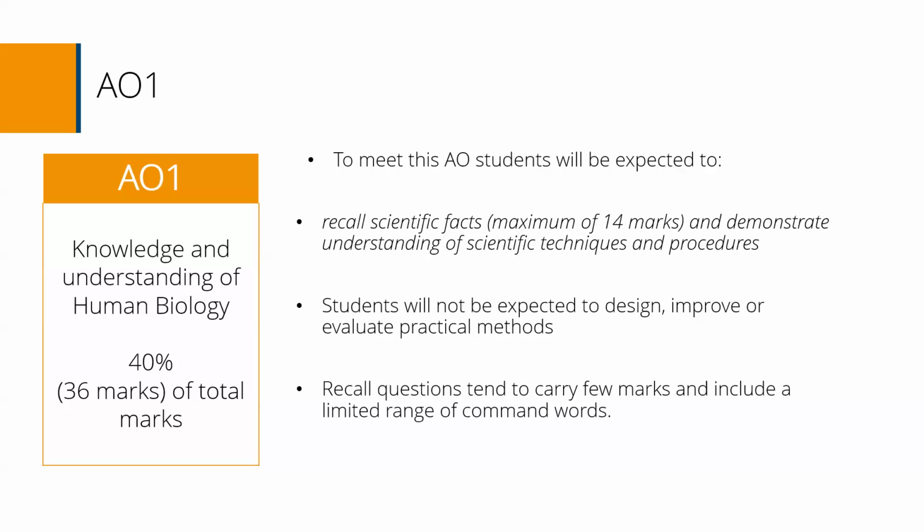But it also includes describing and explaining phenomena that are present and described in the content of the specification. So if, for example, you're asked to describe the digestion that happens in the small intestine, that would be an AO1 question. Even though it might have three or four marks, it would still be AO1 because it's just describing what's going on. It's not about application. Okay.